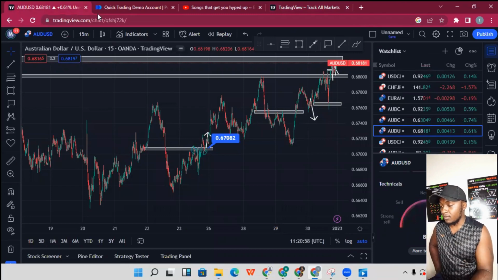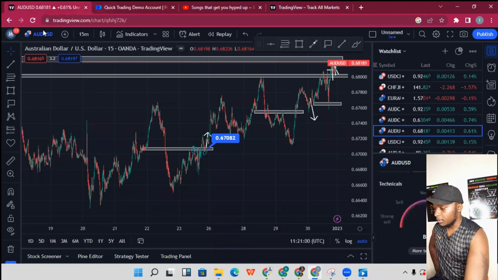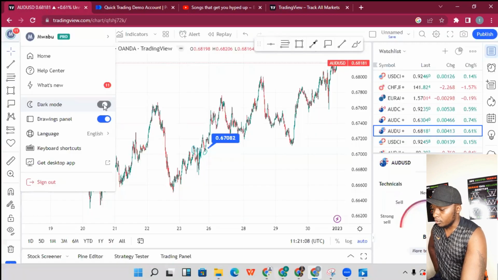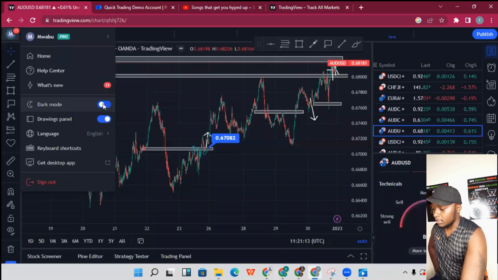If you want the dark version, what you can do is come here where it's written, and here it's your profile. Click on it, and you can see there's dark mode and white mode. A lot of people always ask me how they can get the dark mode. You just activate dark mode, and this is how it will look.